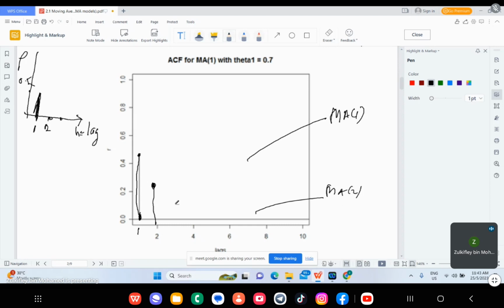Katakan kalau awak plot lagi, awak akan dapat, katakan contohnya aku jumpa 3 palang. Dekat 3 ni ada satu lagi palang. So these are MA3 and so on. So from ACF function here or ACF graph here, you boleh kenal pasti apakah model yang perlu digunakan. And for this case, the model is MA1. Okay? MA1. Sebab bila kita plot, kita ada satu palang saja.